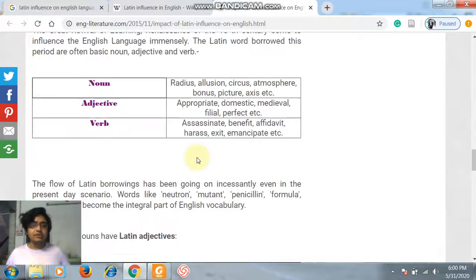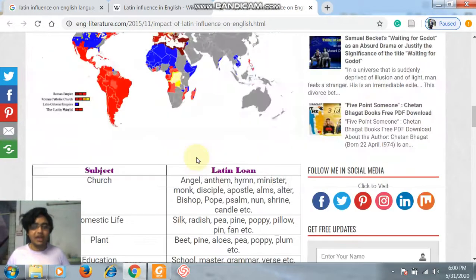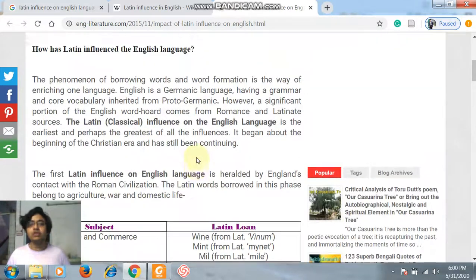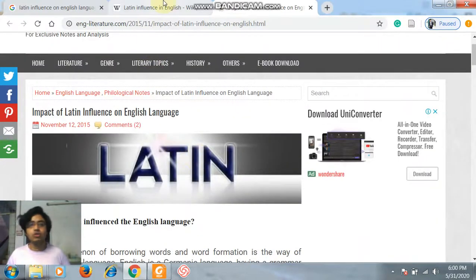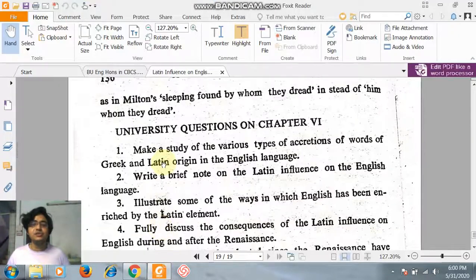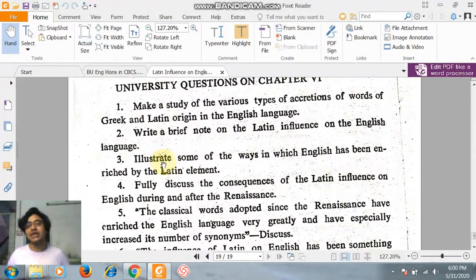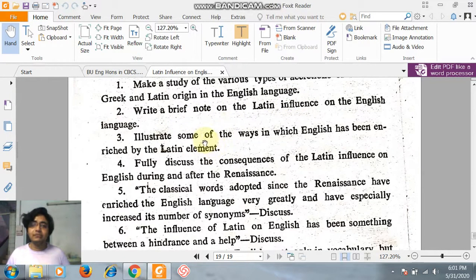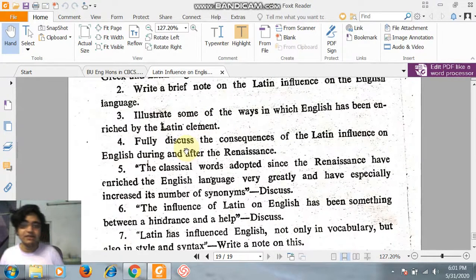So that was an overview of the Latin influence upon the English language. I discussed many loan words, and why Latin is often questioned, whether it is a help or rather a much greater hindrance than a help. In the exam, a 10 marks question may ask you to write a brief note on the Latin influence on the English language, or to illustrate some of the ways in which English has been enriched by the Latin element.